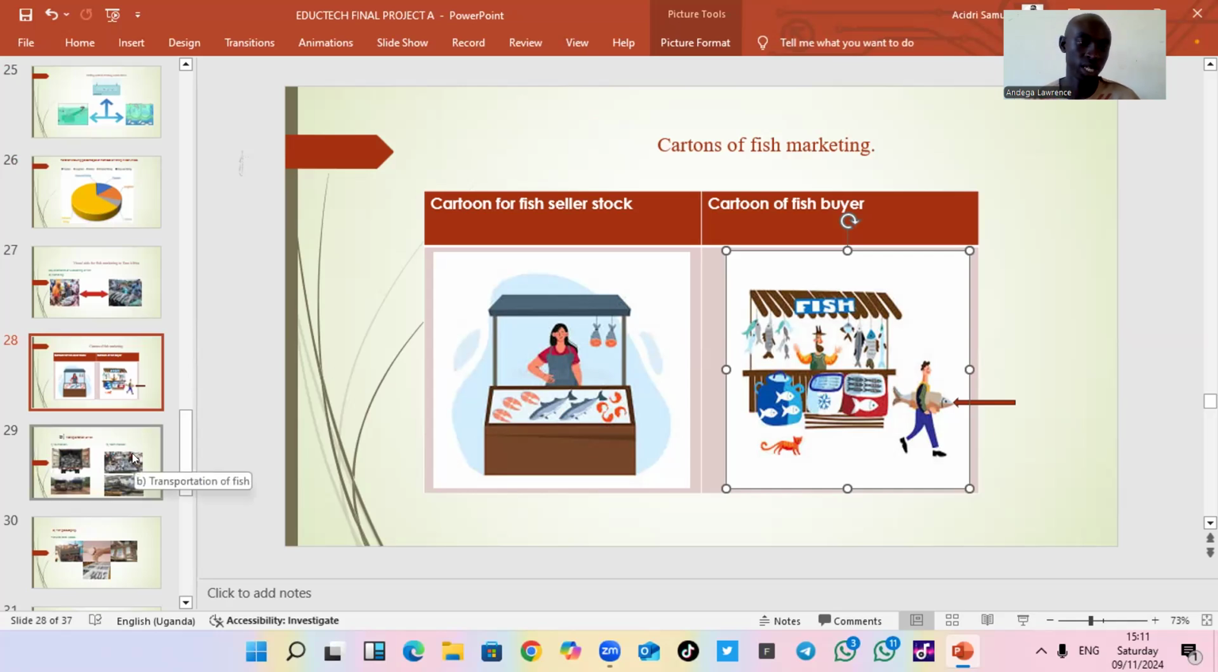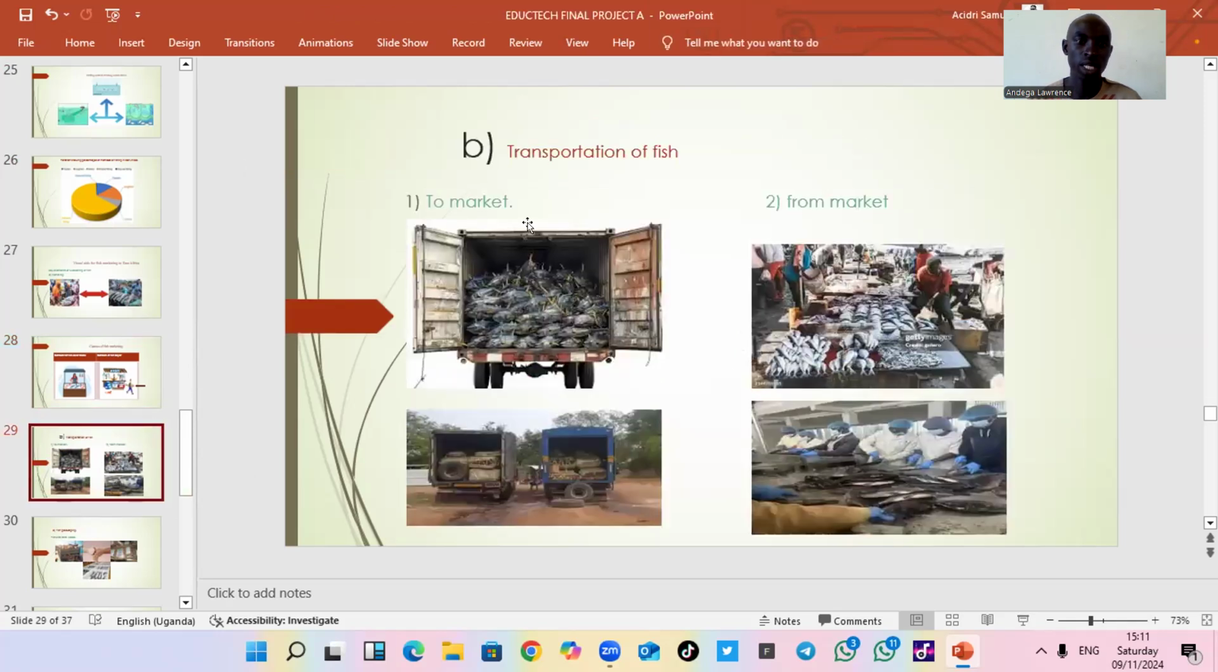Of course, we have buyers and sellers that always come and do the activity. And then another concept in fish marketing in East Africa, we have fish transportation. And fish transportation can be to market and from market. So the first pictures we can see shows that there are some trucks that are taking fish that have been caught from the water bodies, like lakes, rivers, in the swamps to the fish market.